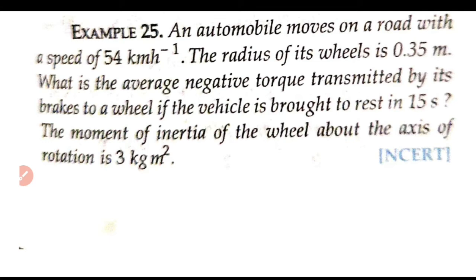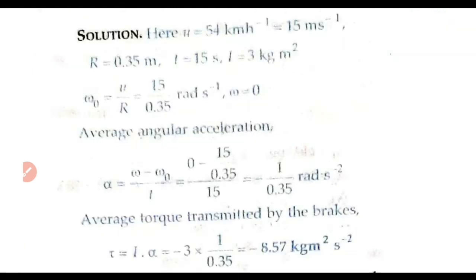So moment of inertia is given. We have to find the average negative torque. To get the torque, first we need to find the acceleration. To find acceleration, we can use the first equation, from which we have alpha equal to omega minus omega 0 by t. So t is 15 seconds.